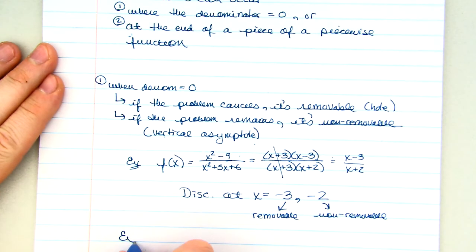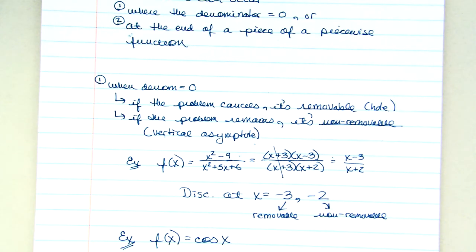One more of these: places where the denominator is 0. So f of x equals cosine of x. What's going to make the denominator 0? Actually, first, can you rewrite this? 1 over secant? That's going to make it worse. There's no denominator, right? What makes the denominator equal 0? There's no denominator. So where is this thing discontinuous?